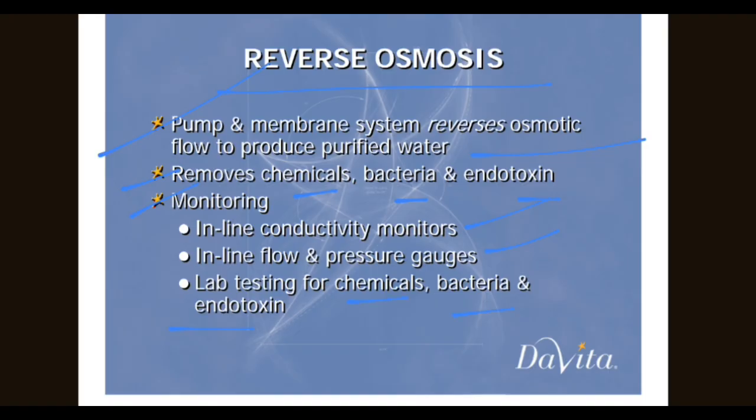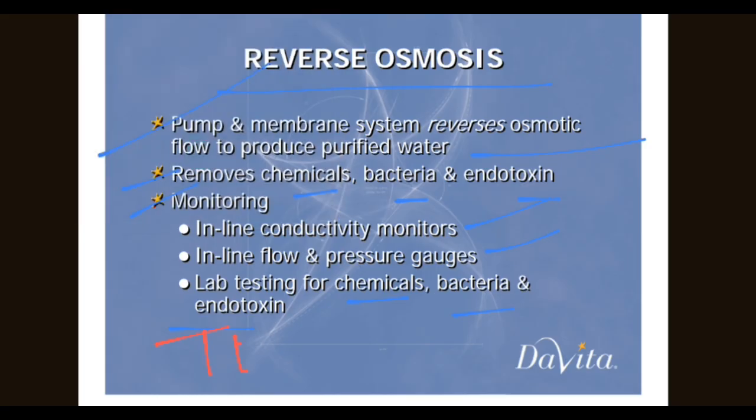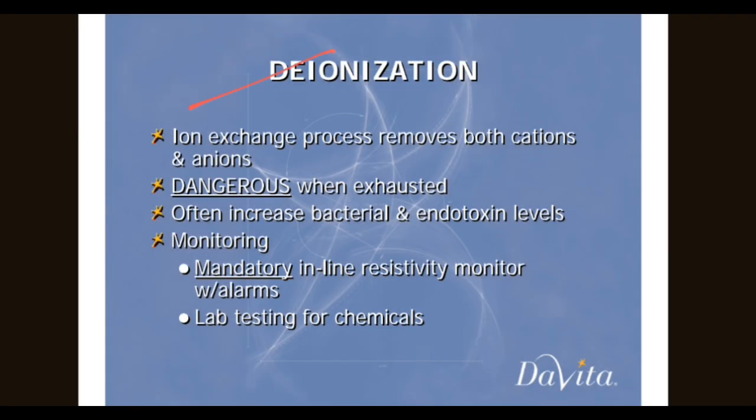We also have to maintain TDS, total dissolved solids. Deionizer. So what is a deionizer? A deionizer is also a filter which exchanges ions with cations and anions. If it is exhausted, then it can be dangerous. So we have to monitor the post-filter water and lab test for chemicals.